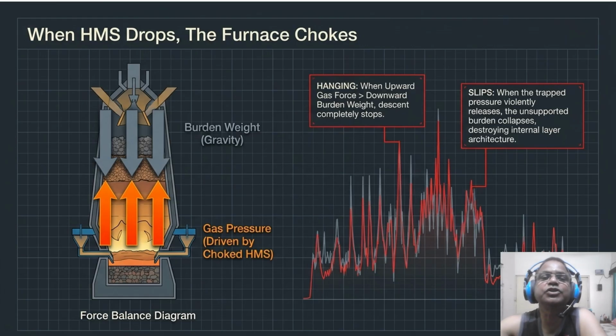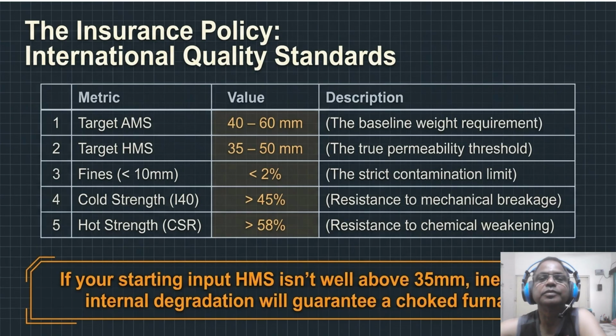This table is your insurance policy. These are the benchmarks for a high productivity furnace. First, your target AMS must be 40 to 60 millimeters. That's your baseline. But second and most importantly, your HMS must stay between 35 and 50 millimeters. Fines smaller than 10 millimeters must be kept under 2%. And finally, look at your hot strength, or CSR. It must be above 58% to resist that thermo-chemical weakening we discussed.